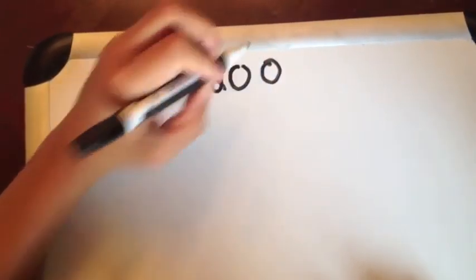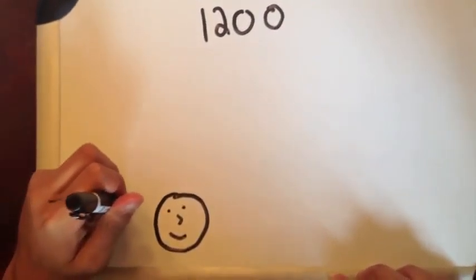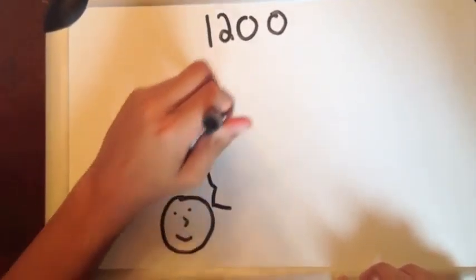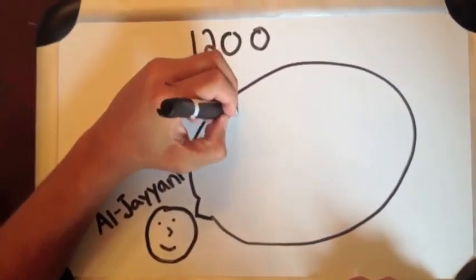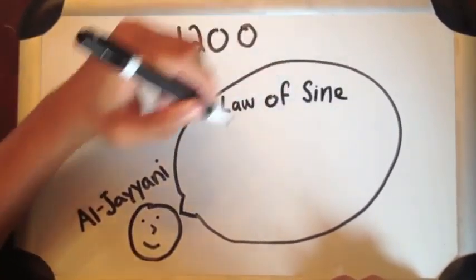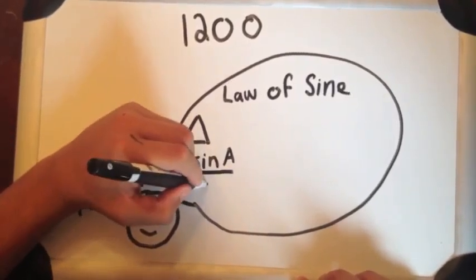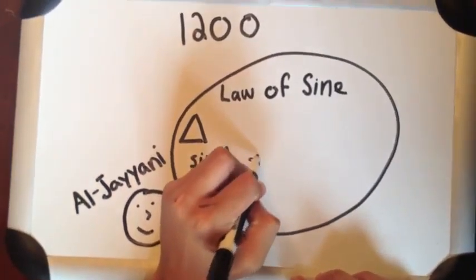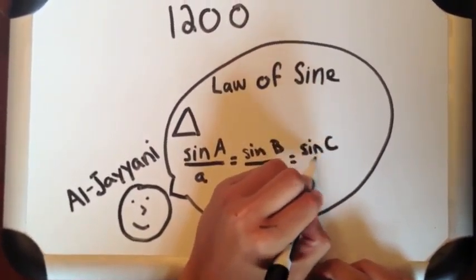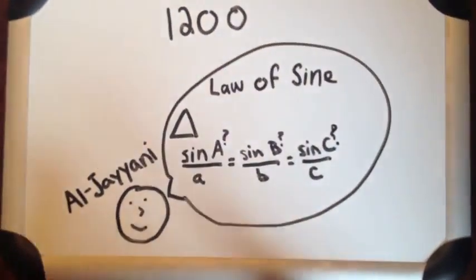In 1200, a Persian mathematician named Al-Jayani came up with something that he called the law of sine. Now, what was the law of sine? The law of sine said that for any triangle, the sine of A over a is equal to the sine of B over b, which is equal to the sine of C over c. Now, what are sine of A, sine of B, and sine of C?